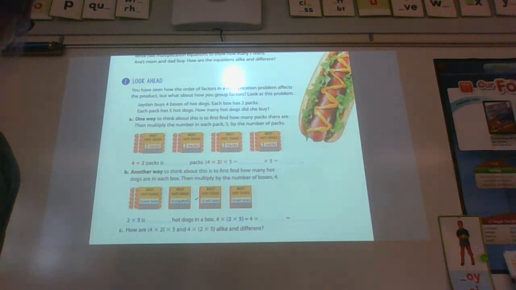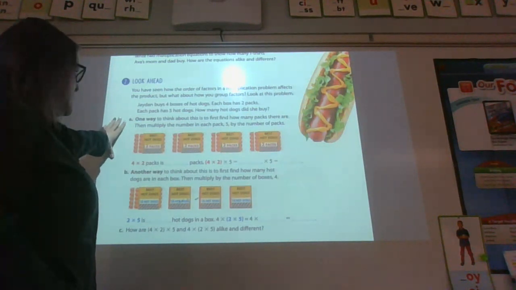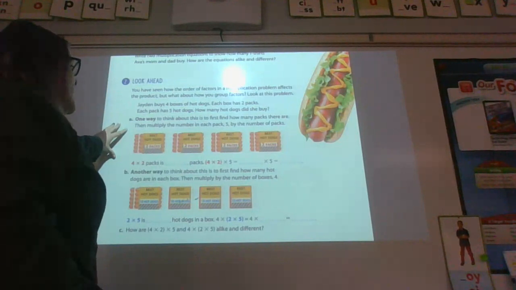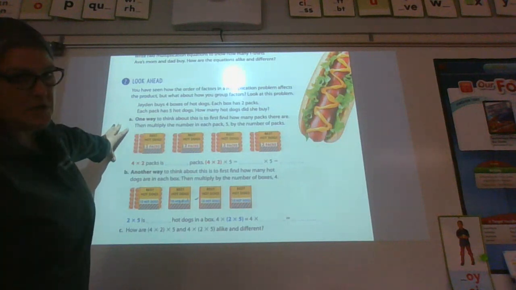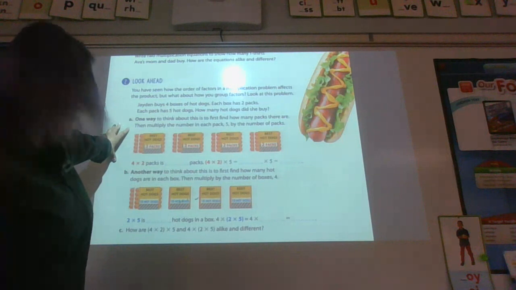So we have 2 ways that we're going to look at this. One way to think about this is to first find out how many packs there are. Then multiply the number in each pack, 5, by the number of packs. And it just occurs to me, I didn't have you guys talk about what's important, what the problem's about, or any of that. So I have to go back now and do that.